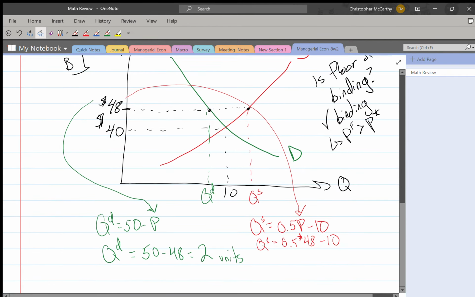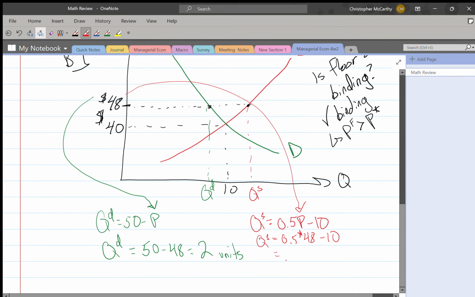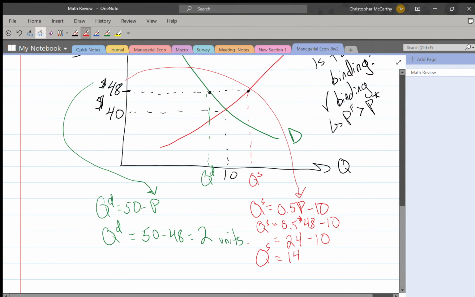So 0.5 times 48 is 24. 24 minus 10 is 14. So we have a quantity supplied of 14 and a quantity demanded of 2. So we are not in equilibrium, right? And now we know that because why? Because we know that the price floor is binding. And we can also just see this graphically, right? That the quantity supplied is going to be greater than the quantity demanded.